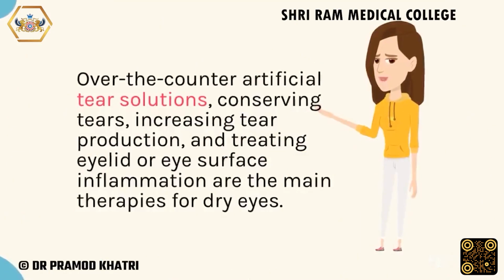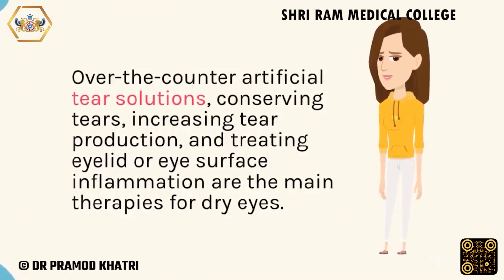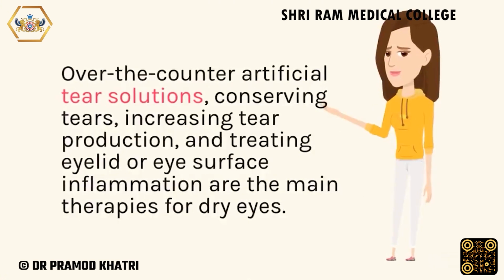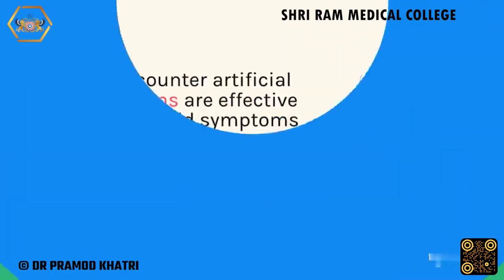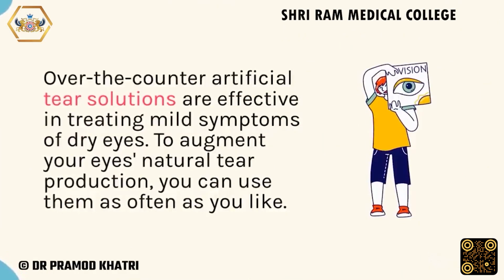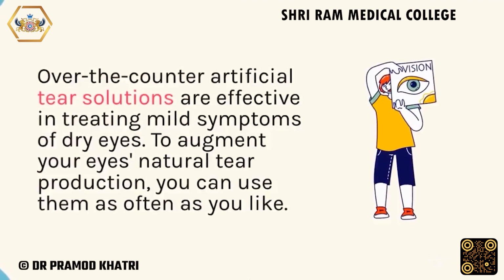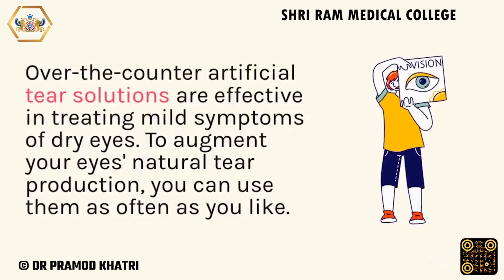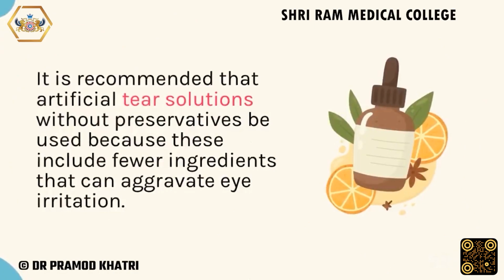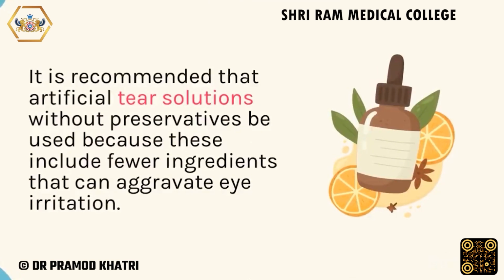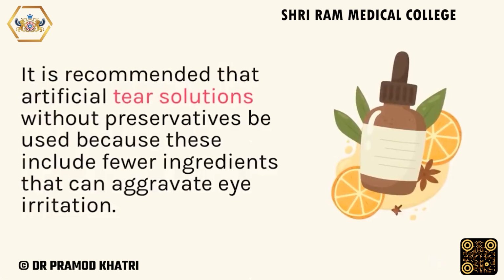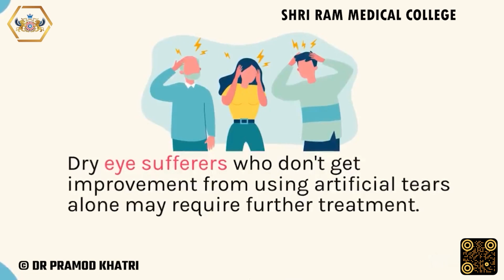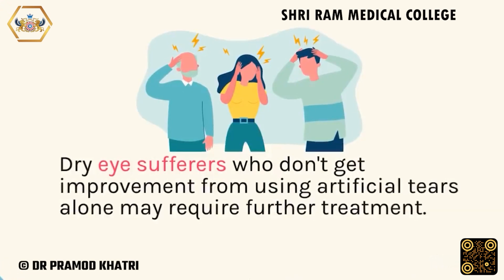Over-the-counter artificial tear solutions, conserving tears, increasing tear production, and treating eyelid or eye surface inflammation are the main therapies for dry eyes. Over-the-counter artificial tear solutions are effective in treating mild symptoms of dry eyes. To augment your eye's natural tear production, you can use them as often as you like. It is recommended that artificial tear solutions without preservatives be used because these include fewer ingredients that can aggravate eye irritation. Dry eye sufferers who don't get improvement from using artificial tears alone may require further treatment.